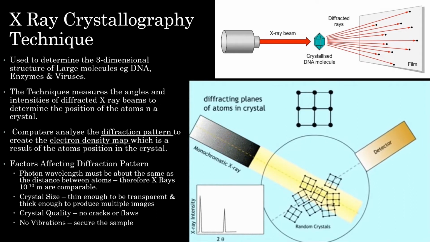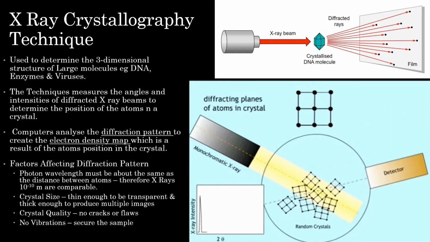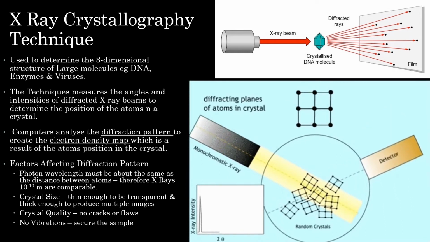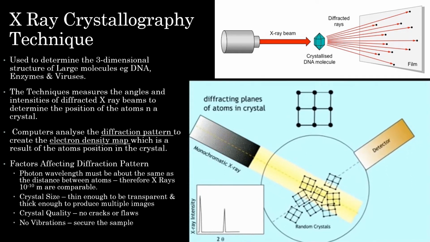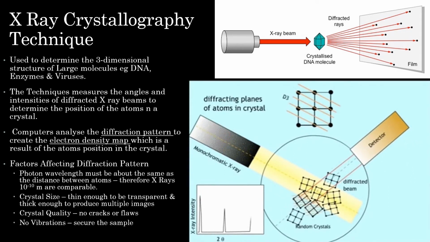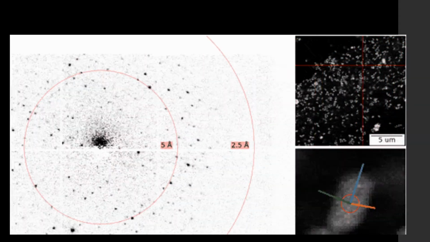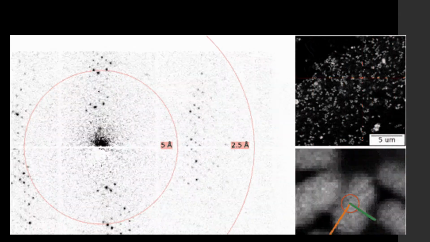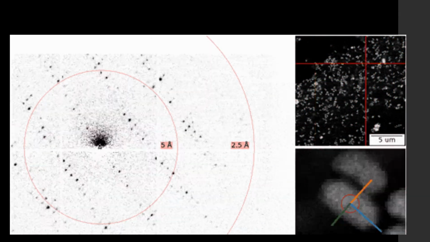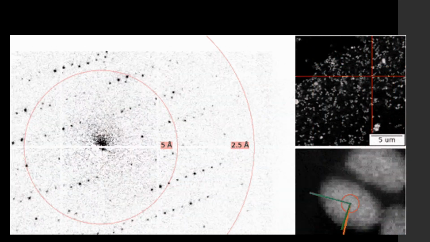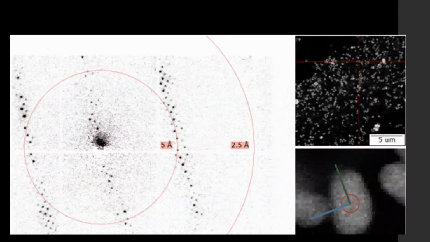The crystal quality shouldn't have any cracks or flaws in the crystals, otherwise you might get a poor diffraction. And if the samples actually vibrate, that's also going to create a poor picture as well. So you can see when placed directly underneath the scanner, if the sample's constantly moving and the X-rays are therefore constantly being diffracted, you're going to come up with a picture that looks a bit like this.